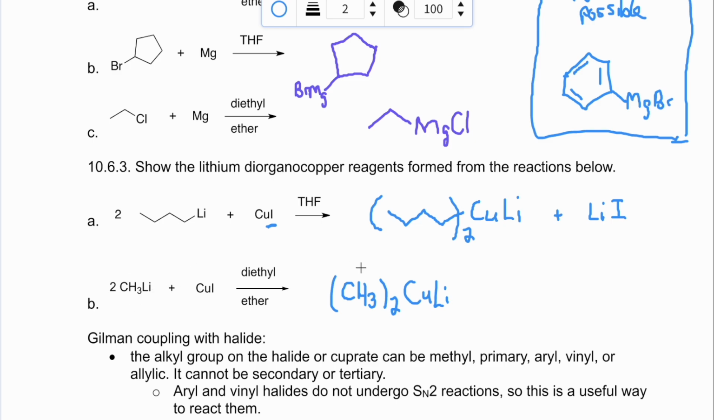So here is one with a different alkyl lithium. We can make this Gilman reagent as well. And the lithium iodide is just a side product. That's not the important thing that we are worried about. We would be using the diorganocopper, the lithium diorganocopper reagent, or the Gilman reagent.